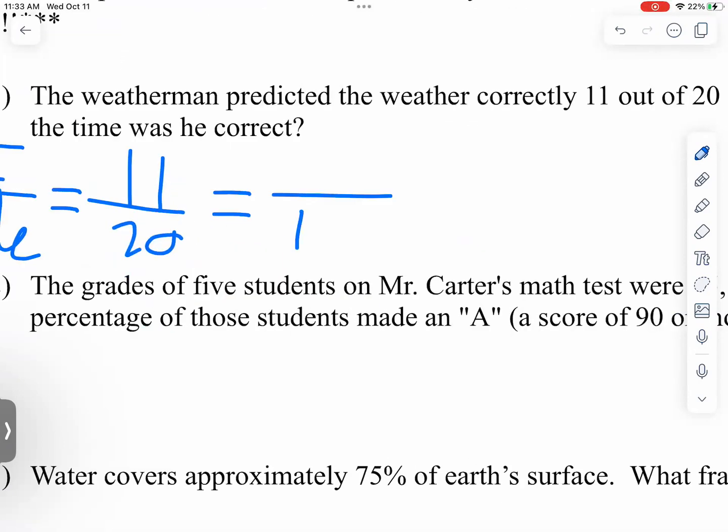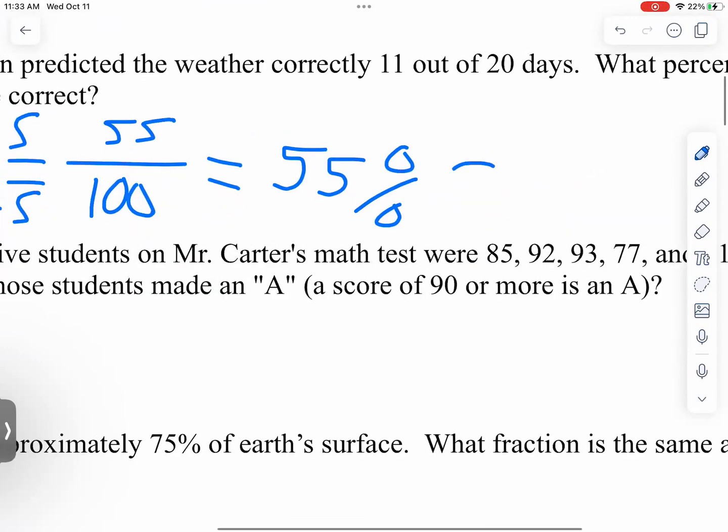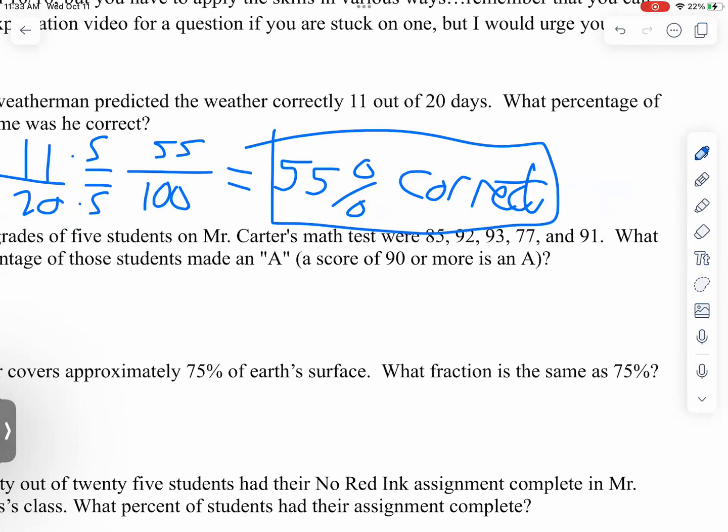So we're looking for the ratio out of 100 because that's what a percent is. So that's times 5, 20 times 5. Do the same on the top you did on the bottom, and that's 55 out of 100, which equals 55% correct. So he was correct 55% of the time. Labeling your answer like that will help you in case you get an answer that is unreasonable, you'll recognize it.